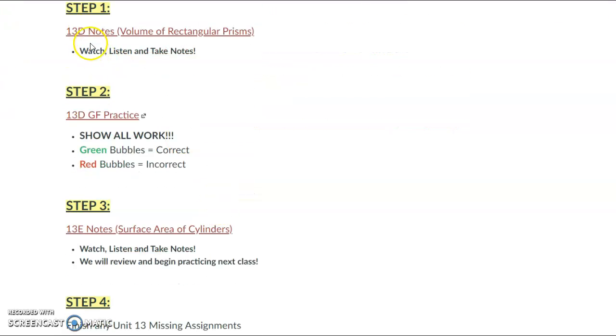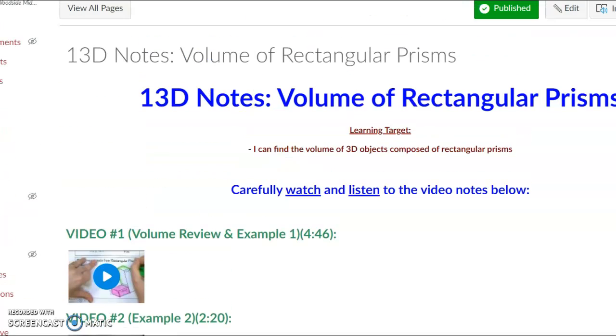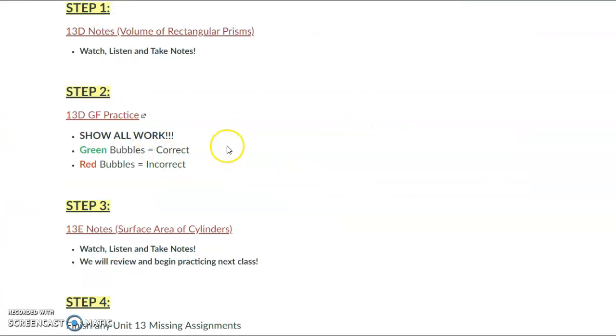After you've done your IXL practice, you're going to watch the 13D video notes. This still practices volume, but it is volume of rectangular prisms instead of cylinders. When you go to your notes, you have 3 different videos to watch. I would highly encourage you to have 2 different colors. You can see here in the videos I'm using 2 different colors, a green and a pink. I think it is very helpful, and it helps you visualize the rectangular prisms better. So those are going to be your video notes. Be sure that you watch, you listen, and you take notes in your notes packet. If you don't have your notes packet, feel free to take notes on a blank piece of paper or to print a notes packet as well.